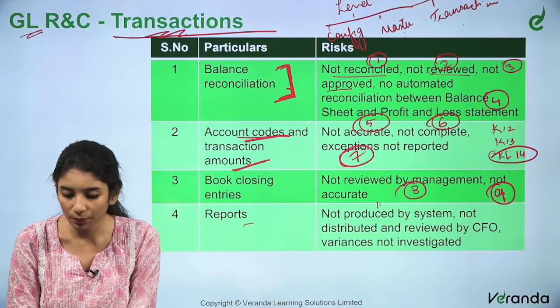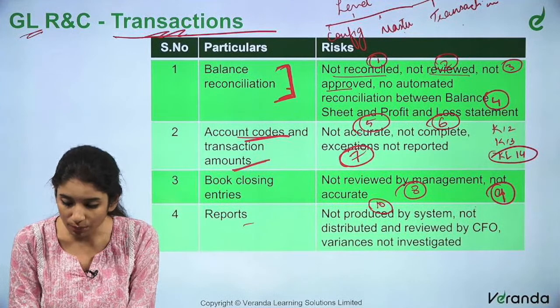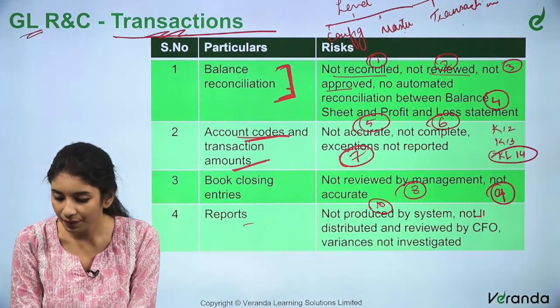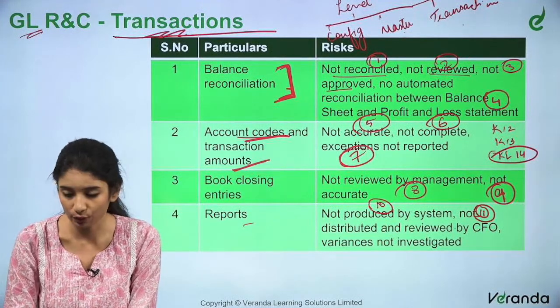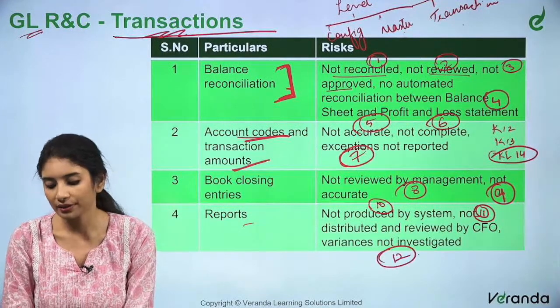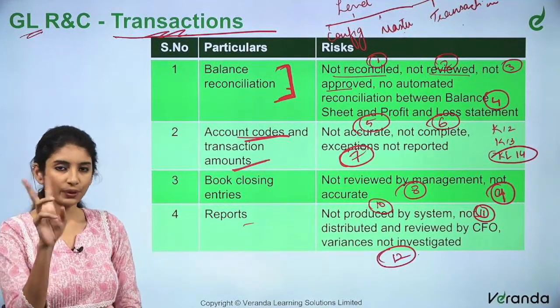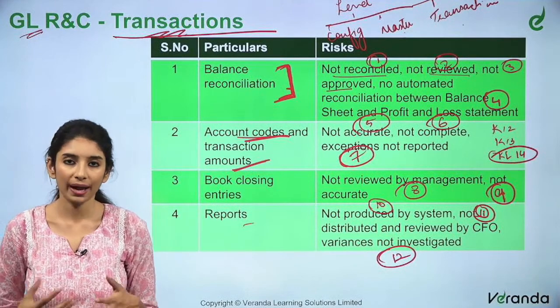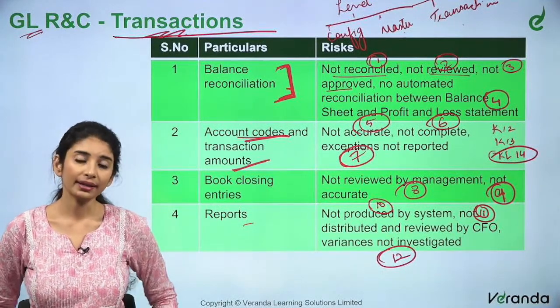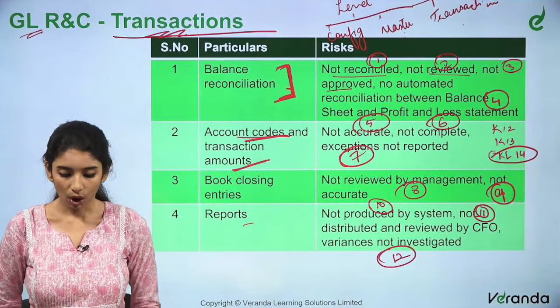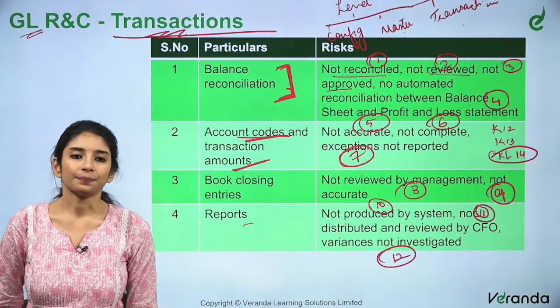Reports: reports are not produced by the system, not distributed and reviewed by the controller or CFO. Variances not investigated. Any variances between the actual and planned, they are not reviewed. Alright, perfect.